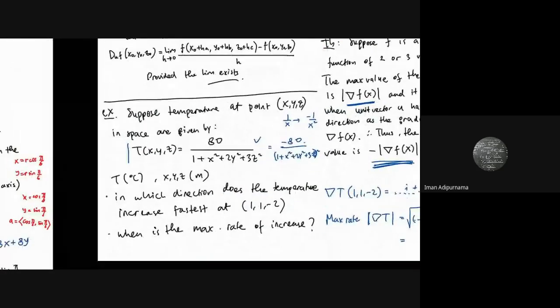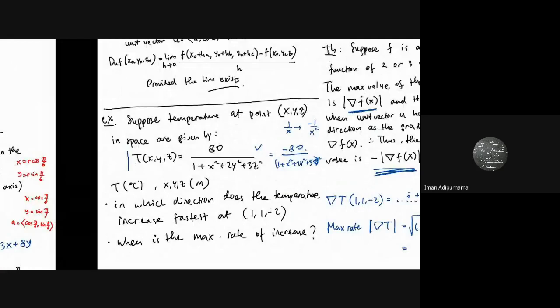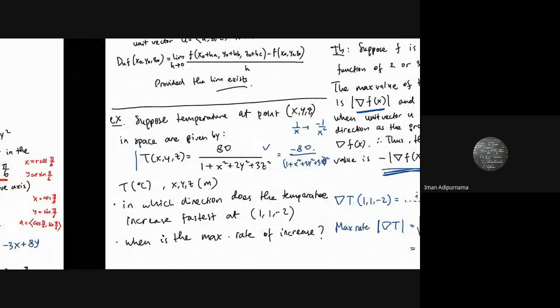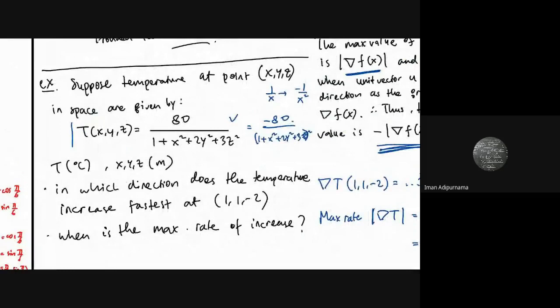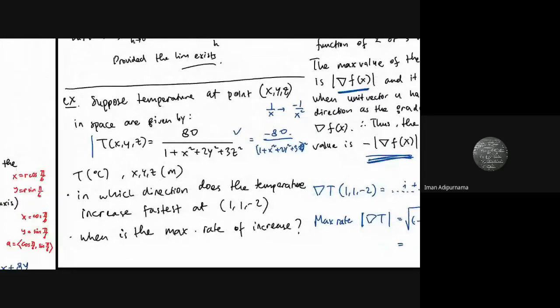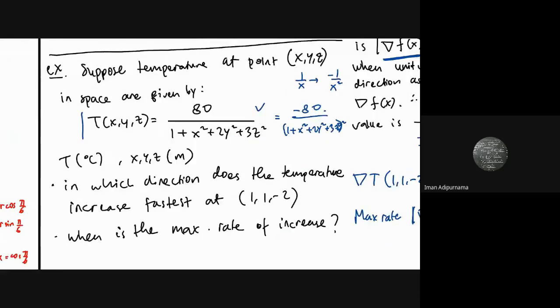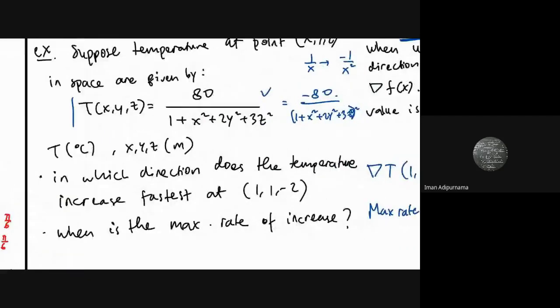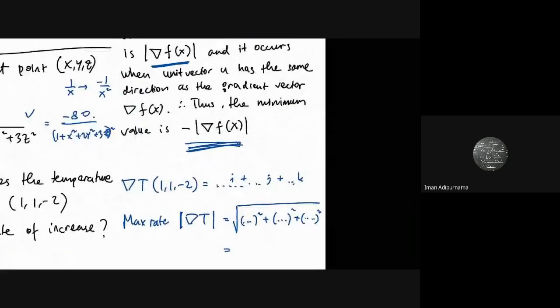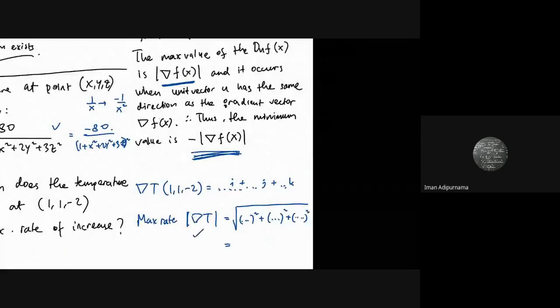with a function of temperature in space, and then the question is asking in which direction does the temperature increase fastest, which means we need to find the gradient vector at the coordinates (1, 1, -2). And then, when is the max rate of increase? For the max rate of increase, we need to first calculate the gradient vector and then find its magnitude. And that value will be the maximum rate of increase.